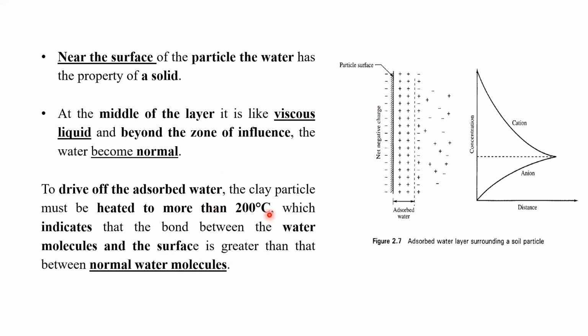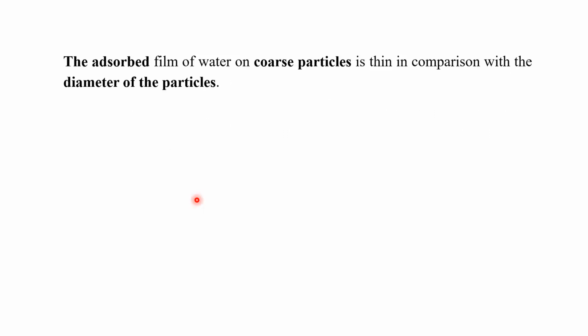You can see the 200 degrees centigrade temperature is required, whereas normally in case of moisture content determination, we go for 100 degrees centigrade. We heat the soil till 100 degrees centigrade or 100 to 110 degrees centigrade also. The adsorbed film of water on coarse particle is thin in comparison with the diameter of the particles.